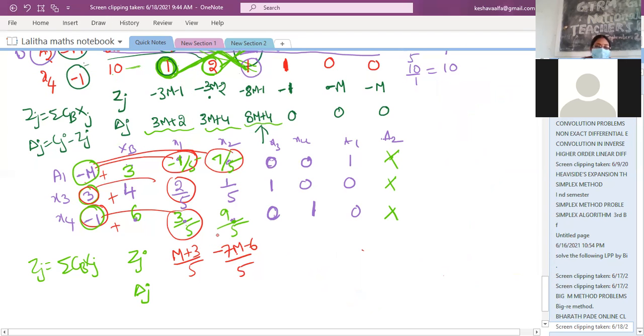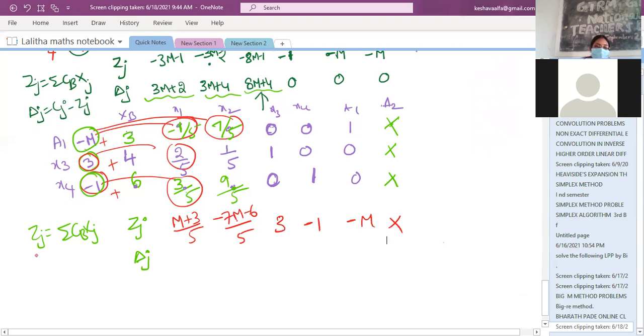Next one, the X3 column value is 3. Next, the X4 column value is minus 1. A1 is minus M. Next, delta j. Delta j is equal to Cj minus Zj.